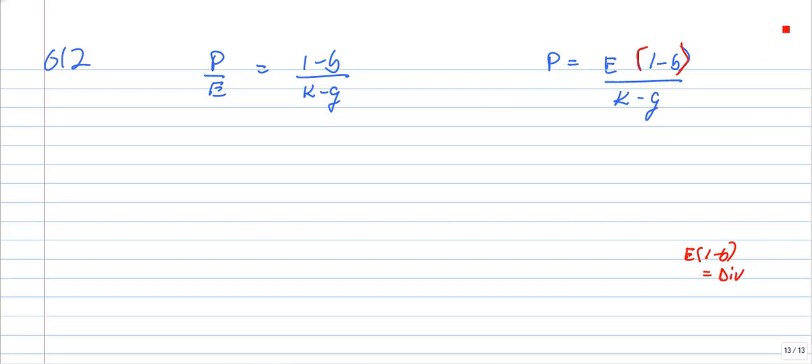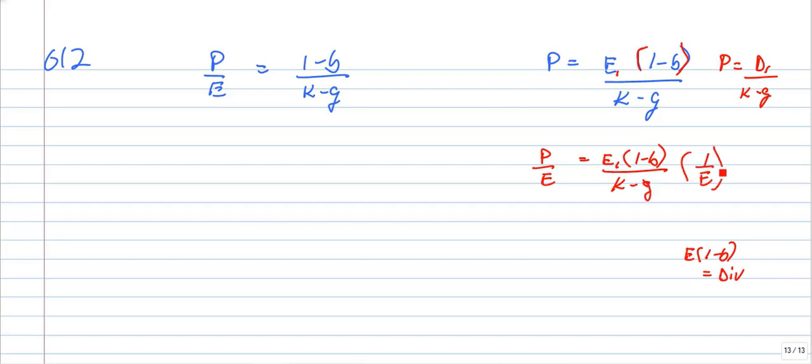So this formula is essentially saying, P equals D1 over (K minus G). So that's something we already know. And if I divide both sides by E, then those E's cancel, right? That's going to cancel with that one. And so that's how I get this equation up here. The PE ratio, right there, equals (1 minus B) over (K minus G).